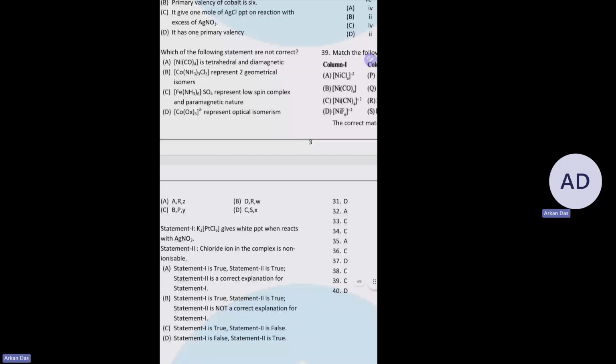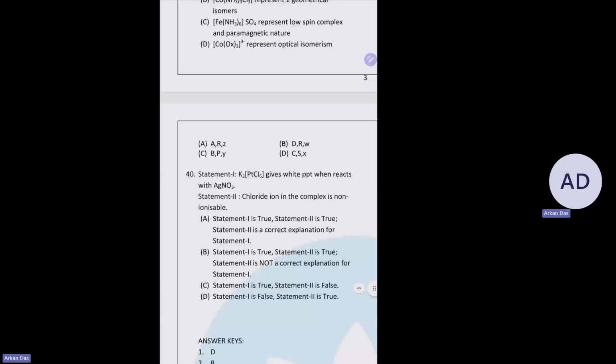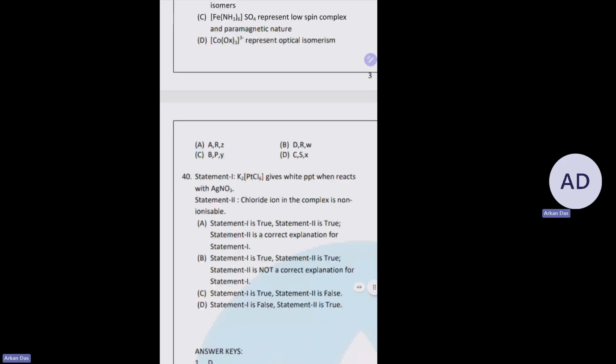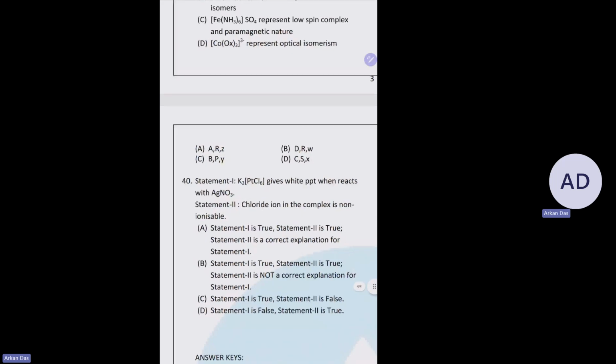Next, in this case, the statement says that a white precipitate forms when it reacts with AgNO3. Statement 2 says the chloride ion in the complex is non-ionizable. We have to understand that whenever K2PtCl6 is formed, no Cl is outside the coordination sphere. It can't give a precipitate, so statement 1 is wrong. Chloride ion in the complex is non-ionizable. That is correct because all of them are inside the coordination sphere. So statement 1 is false and statement 2 is correct. So for question number 40, the correct answer is D.